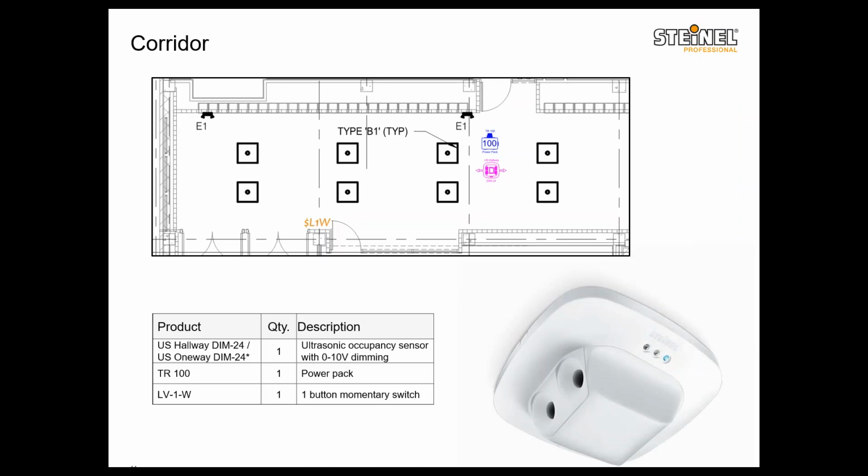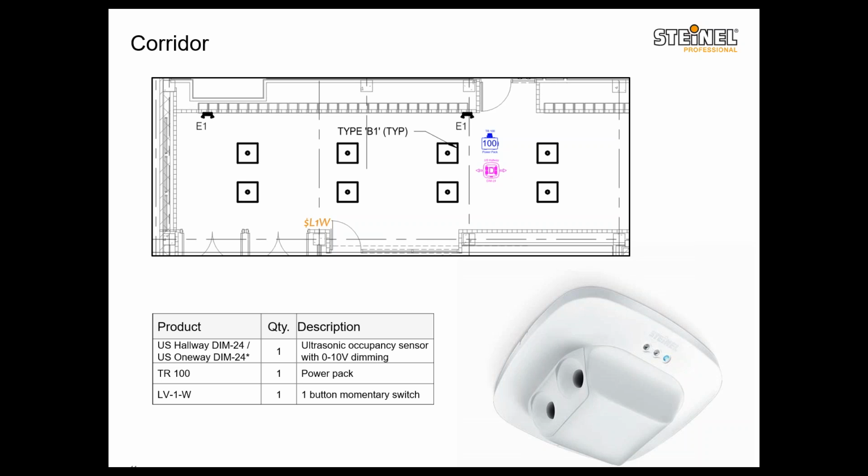Steinel, with our Control Pro series, we have two great sensors that are designed and manufactured specifically for hallway application, our US hallway and US one-way sensors. They give you great coverage. Here I'm showing just one sensor, one power pack, and one momentary switch, but depending on the length of the corridor or hallway, you may have a US one-way as a hallway starter, and multiple hallway sensors to cover the whole hallway.